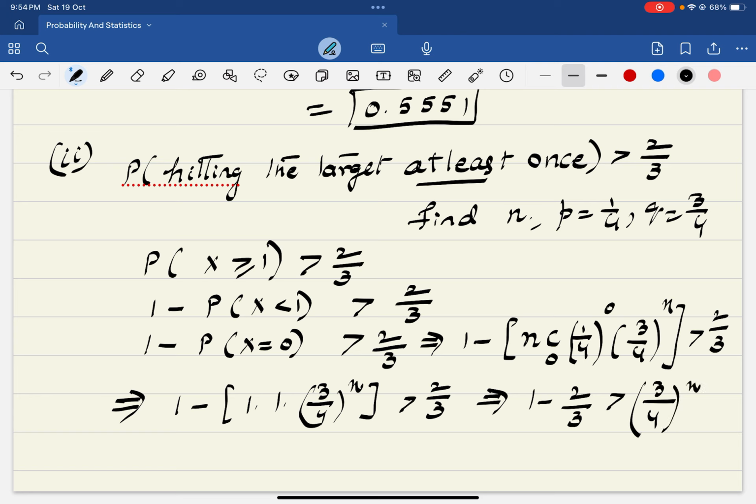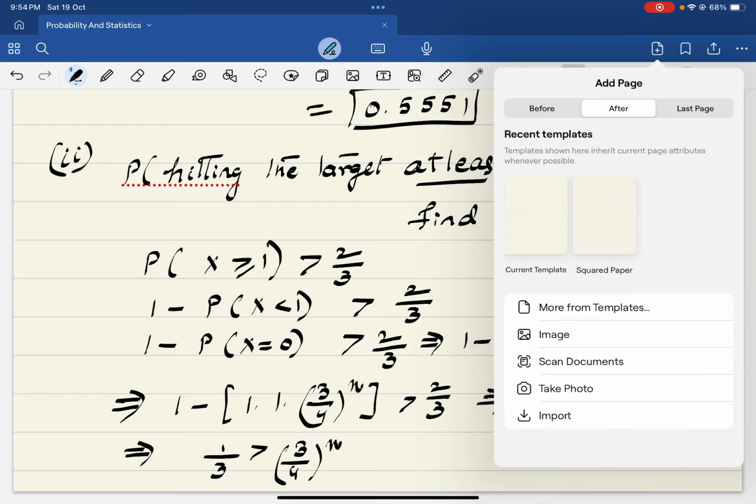Okay. Right. Now, why 3 by 4? 3 by 4 power n. I hope it is clear. So now, let us rewrite this. 1 minus 2 by 3 means it is 1 by 3, which is greater than 3 by 4, the whole power n.